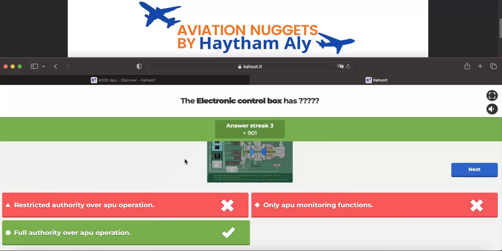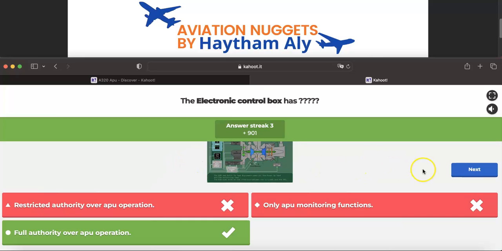So what is the third type of shutdown? Automatic shutdown. Automatic shutdown will be initiated, mainly on ground and less in flight, if any APU parameter goes out of limit. The ECB has the authority to shut down the APU in many cases on ground and in fewer cases in flight. This is based on regulation. Automatic shutdown will be less in flight than on ground.